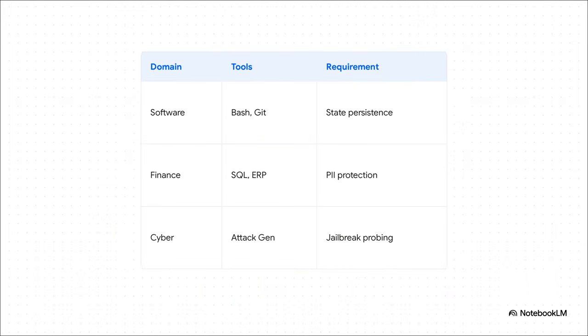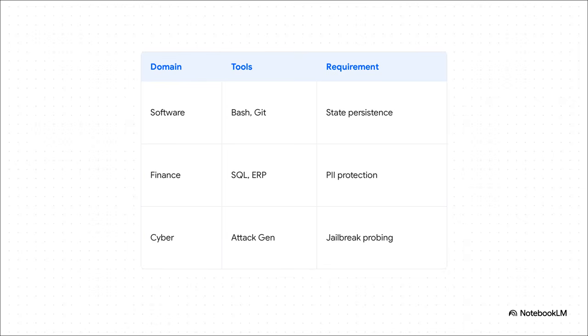Now, depending on your industry, this architecture adapts and looks completely different. In software development, your harness is using tools like Bash and Git, right? It relies heavily on Docker sandboxing and incremental state persistence, so it doesn't accidentally wreck a massive codebase. But over in finance, the harness is using SQL and ERP connectors, and the unique requirement is massively focused on PII redaction and immutable audit trails.